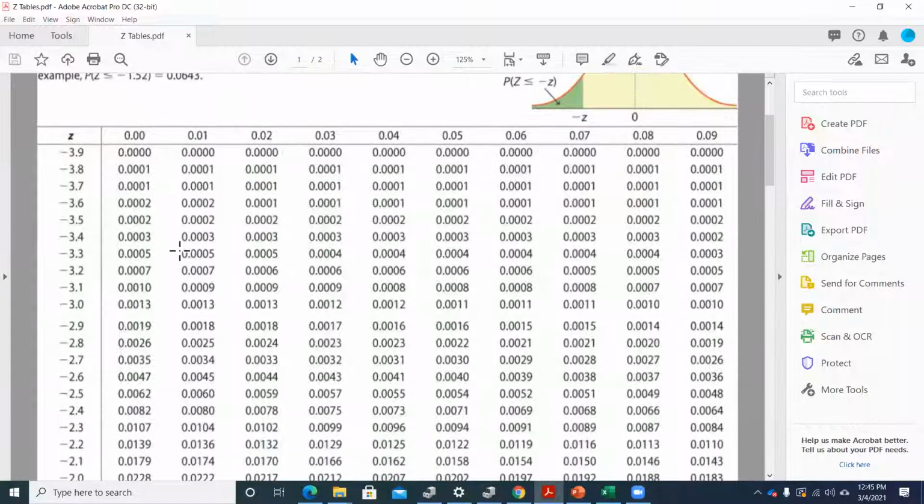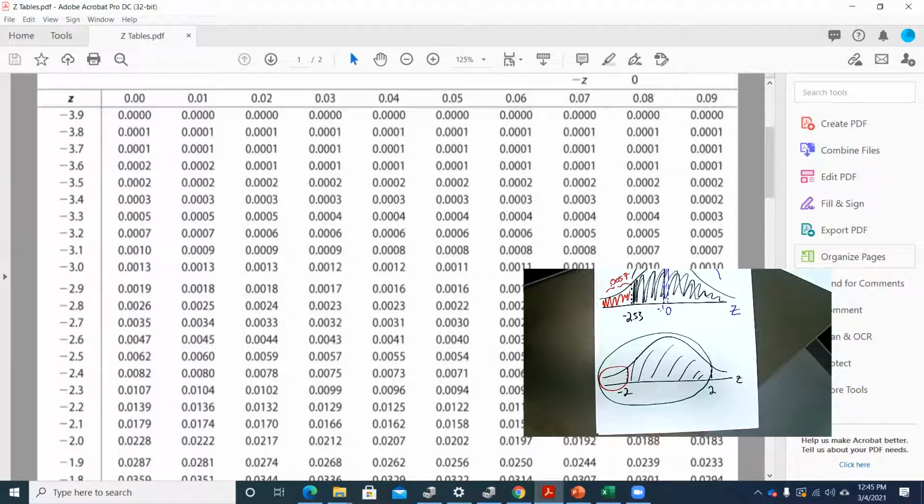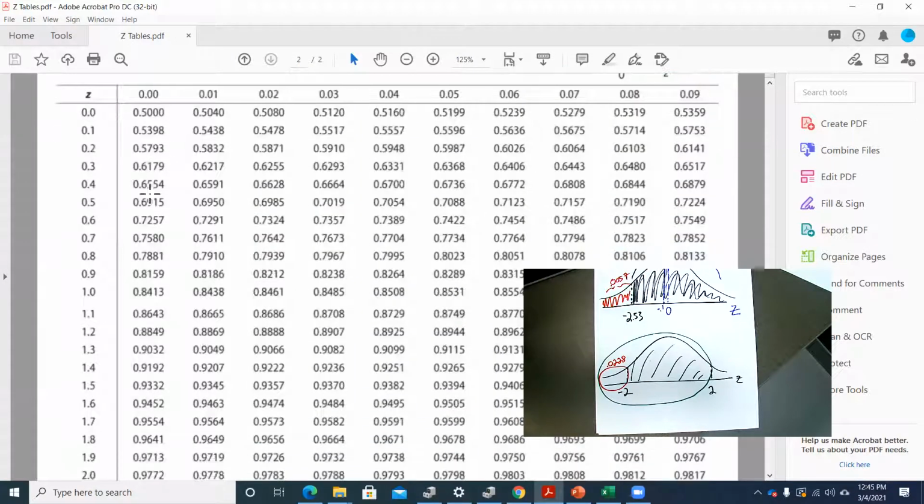So the first one is -2, so this would be -2.00. Whenever I'm looking up an integer, it's -2.00. So the area to the left of that z-score is 0.0228. So if I'm labeling things here, this red area is 0.0228. If I then look up that z-score of positive 2, scroll down here, so 2.00, the area to the left of that is 0.9772.